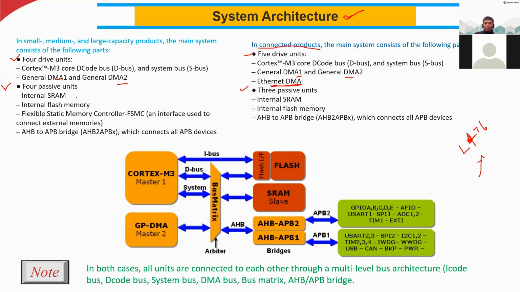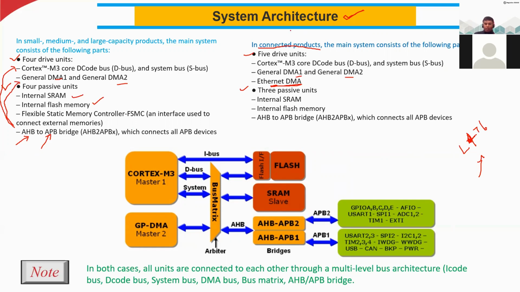And the passive units you can see here: internal SRAM, internal flash memory, the flexible static memory, and the AHB to APB bridge. This is the high speed bus, and then the low speed bus we had seen just before. This high speed one has master, slave, and basic structures. APB has APB1 and APB2, which connect all the peripherals to the system bus or system matrix, and then it will connect to the core. So all the data will be connected to the core and then the DMA through these bridges. There is the DMA.